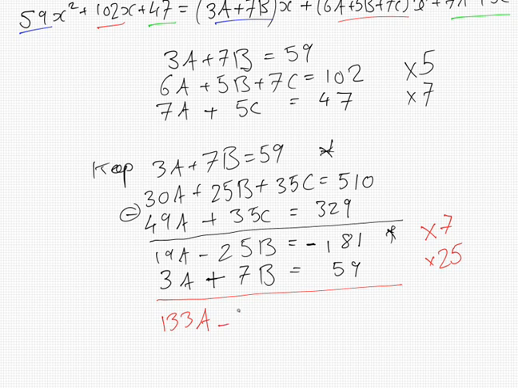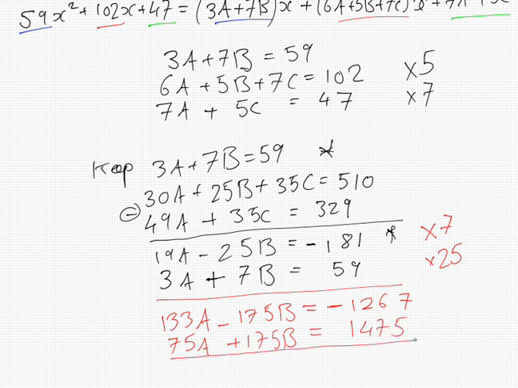133A minus 175B equals 1267. Okay, 175A plus 175B equals 1475. Okay, now we subtract. Oh, sorry, now we add. There you go.